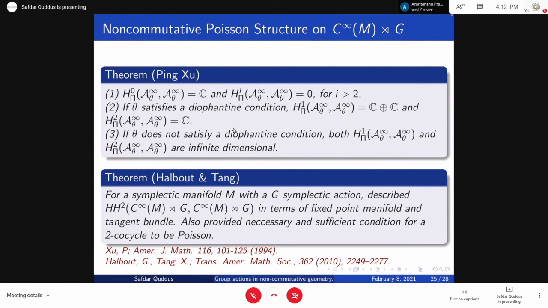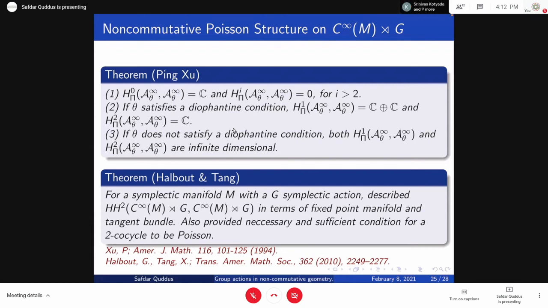So basically, Ping Shu himself calculated the same for the non-commutative smooth torus, and also Shang Tang and Halbout gave an understanding of the same for C infinity M cross product with a group action. The M has to be symplectic, and the G has to preserve the symplectic form. And they gave the necessary and sufficient condition for a two-cycle to be Poisson.